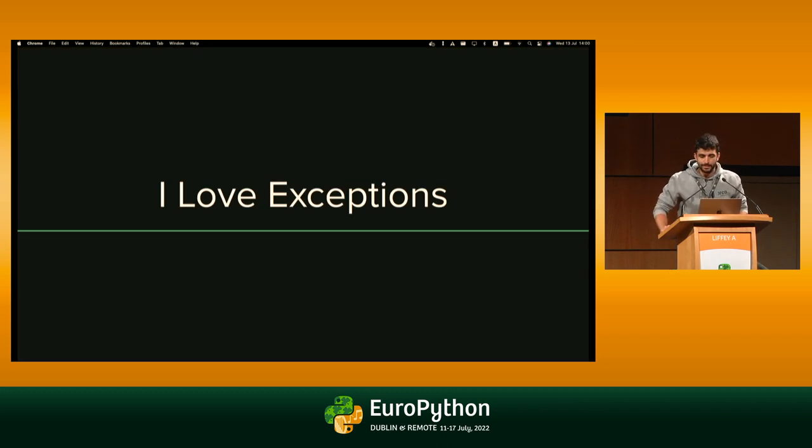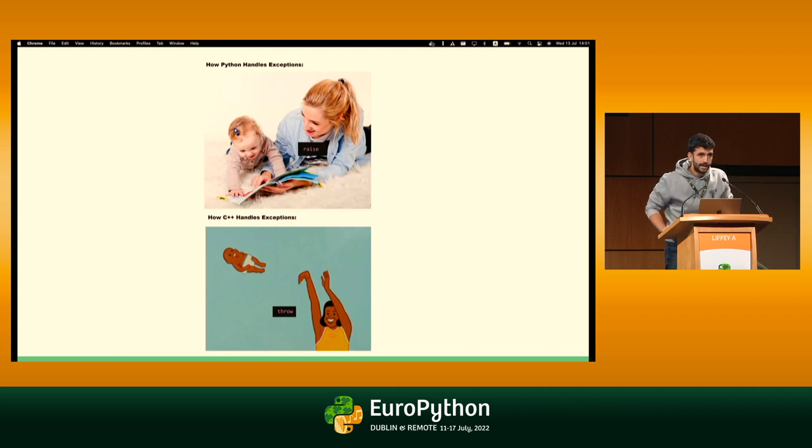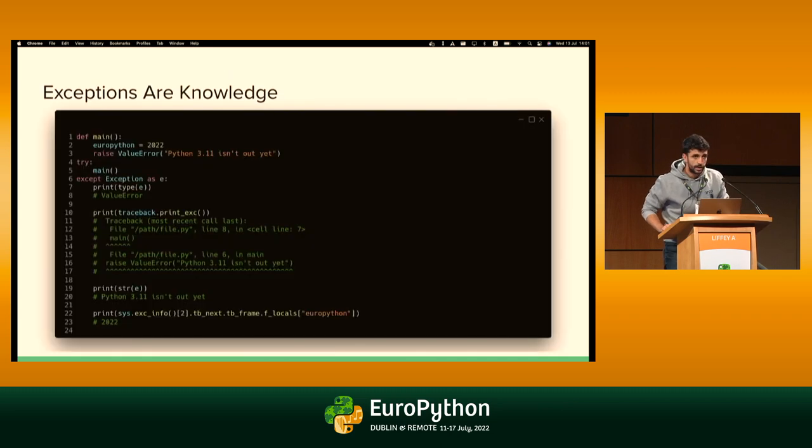Now, that might be weird to you because you link exceptions immediately to the problems that you had. Exceptions are a tool, essentially, that tells you when a problem has happened. And it lets you both handle that problem and debug it more easily. So other languages might not have the robustness that Python has when it comes to exceptions. Python actually gives you a lot of information when it raises an exception.